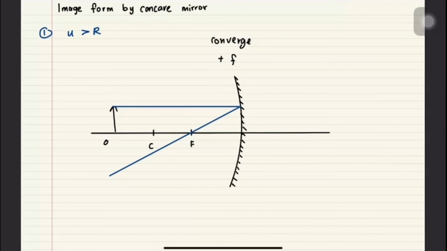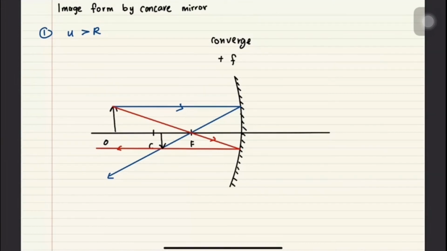Okay, so this is the first ray. And then the second ray goes through the F before being reflected off and moving horizontal to the principal axis. So from these two rays, we can see that the image formed will be over here. I can try to draw the third ray, but most likely I will get the same position.